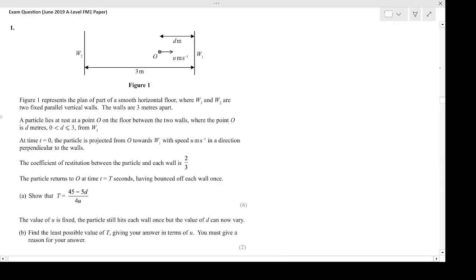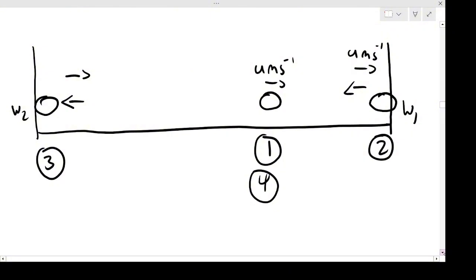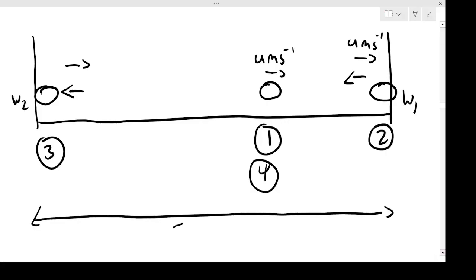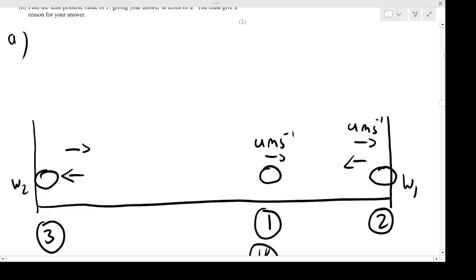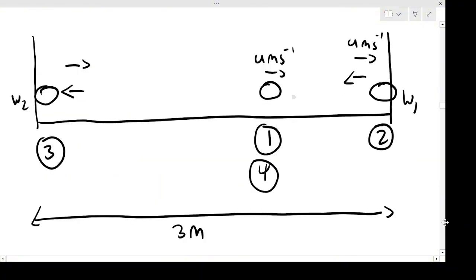So we're told the whole distance from the walls is 3. So let's add that on, okay? So all of this is 3 meters, but also I'm told the distance from the starting point O to the wall 1 is D. So this length from point 1 to point 2 is D. Okay. And so there we are.